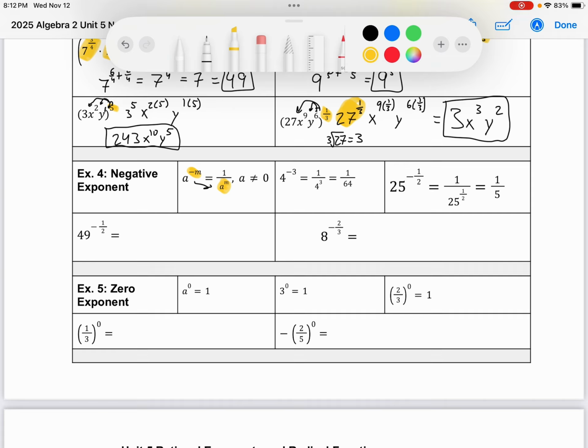Or 4 to the power of negative 3, that moves it to the bottom of the fraction, makes it 1 over 4 to the power of 3, in which 4 to the power of 3 is 64. So we get 1 over 64.